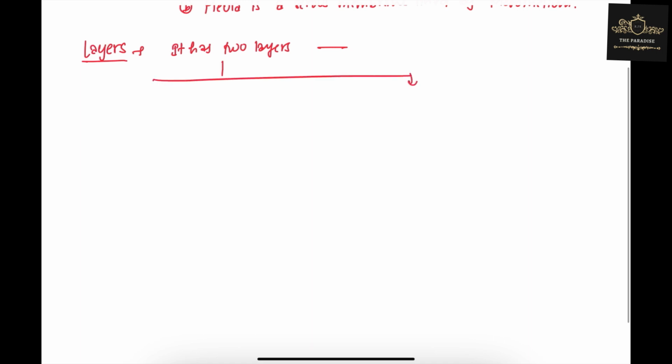Now layers. It has mainly two layers. First is a parietal layer, outer parietal layer, and inner visceral layer.